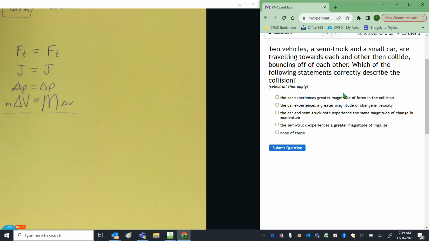They do have equal forces. I don't want to say the car is greater. The car does, however, have a greater change in velocity. That is absolutely true. It has less mass. It will have a greater acceleration as a result of that.